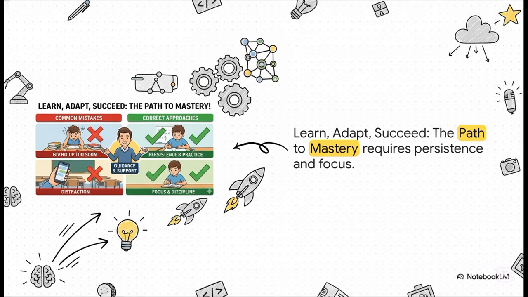You see, the path to becoming a master at this online thing is really about three things. You learn, you adapt, and then you succeed. And that requires persistence. You have to stay focused, you have to learn from people who are already doing it well, and whatever you do, please don't give up too soon.